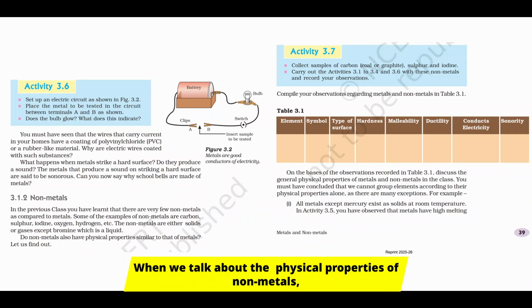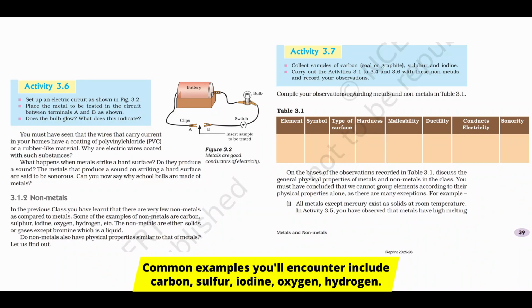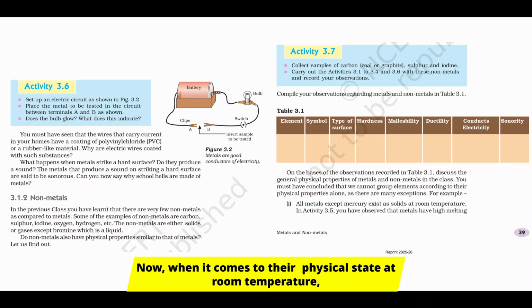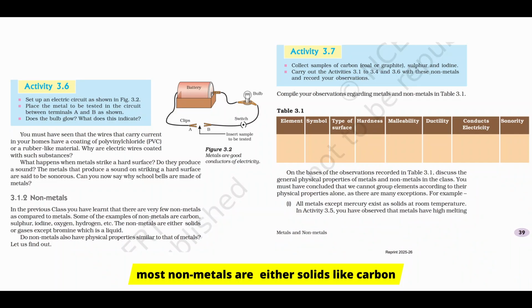When we talk about the physical properties of nonmetals, it's important to note right away that there are far fewer of them compared to metals in the periodic table. Common examples you'll encounter include carbon, sulfur, iodine, oxygen, hydrogen. Now, when it comes to their physical state at room temperature, most nonmetals are either solids, like carbon and sulfur, or gases, like oxygen and hydrogen.